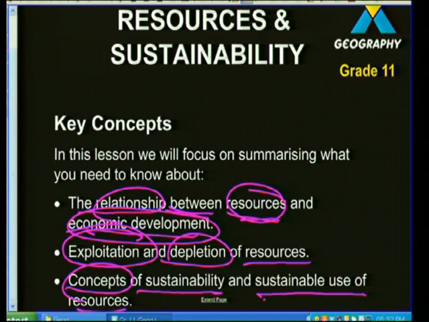These are some of the concepts that we will need to understand in order to create a better understanding of resources and sustainability. So what are resources? Resources could be the air we breathe, the trees we plant, to the depths below the Earth's surface of those mineral resources that exist. What you should already be thinking about is the countries that have more resources as well as the countries that have less resources. And how does this affect their economic development?